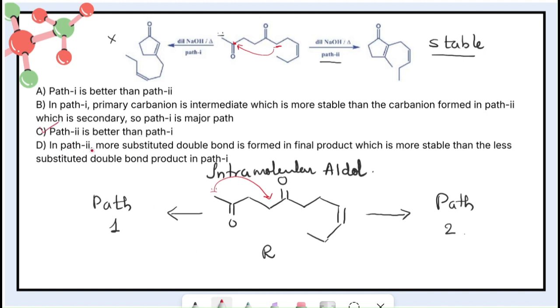And in path 2, a more substituted double bond is formed in the final product, which is more stable than the less substituted double bond product in path 1. This is also a correct statement. Therefore, the right statements for the given question are C and D.